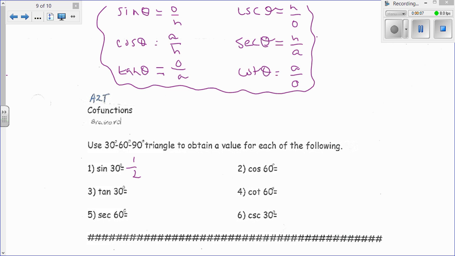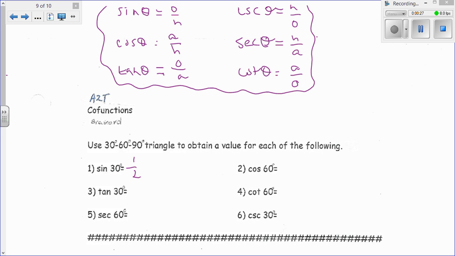Just a reminder from yesterday, sine theta is equal to opposite over hypotenuse, cosine theta is equal to adjacent over hypotenuse, tan theta is equal to opposite over adjacent, cosecant theta is equal to hypotenuse over opposite, secant theta is equal to hypotenuse over adjacent, and cotangent theta is equal to adjacent over opposite.